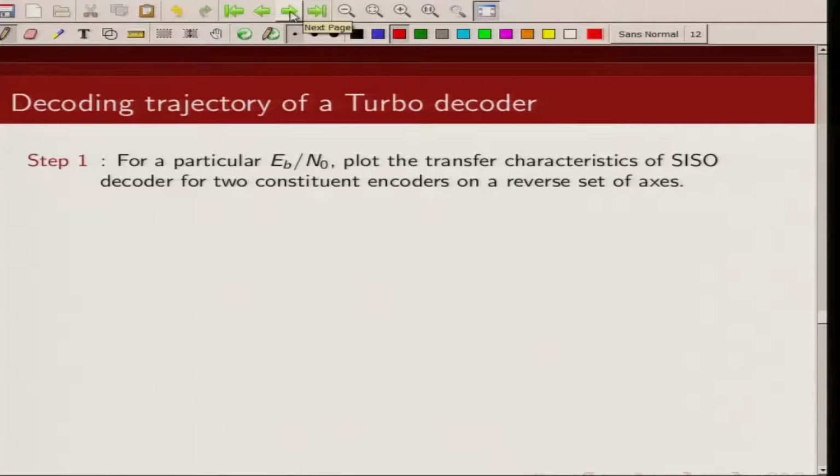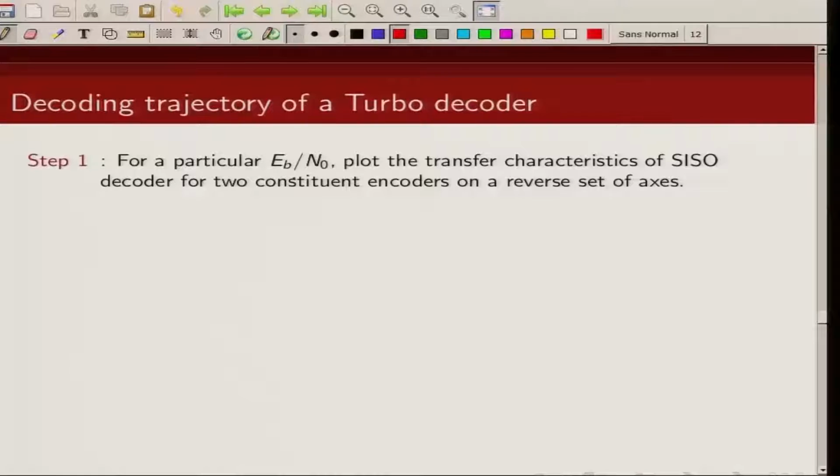Now, let us see how we can draw the decoding trajectory of a turbo decoder with the help of these transfer characteristics. For a particular signal to noise ratio, as I said, we plot the transfer characteristics of the two constituent encoders on reverse sets of axes. For decoder 1, SNR in will be on the x axis and SNR out on the y axis, whereas for decoder 2, SNR in will be on the y axis and SNR out on the x axis.